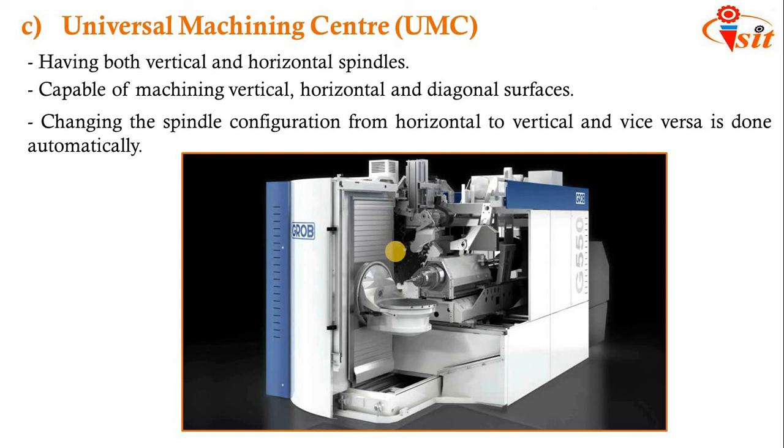So in the automatic pallet changer we keep the second workpiece on which we have to perform operations. While doing the machining on the first workpiece, we can load the second workpiece on the pallet so that the idle time can be reduced. We can use this horizontal spindle machining center for heavier workpieces with large metal removal.